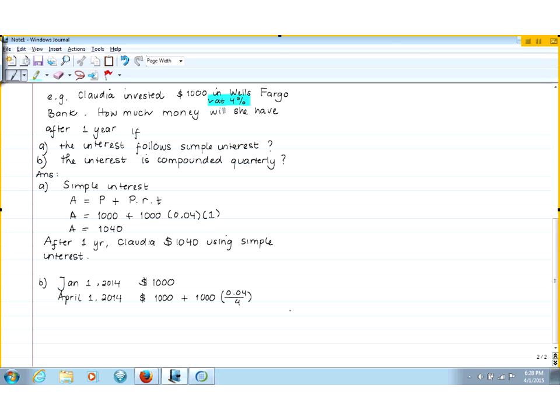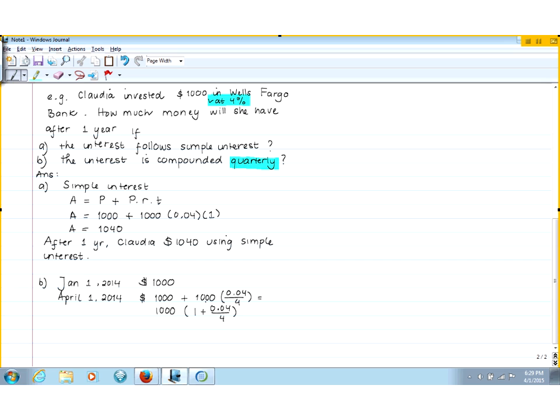Why is it divided by 4? It's because it's the yearly interest rate. Since we calculate the interest 4 times a year, each time the interest is not 0.04 but 0.04 divided by 4, because it's compounded 4 times a year. So quarterly means 4 times a year. If I factor out 1,000, then I will have 1,000 times (1 plus 0.04 over 4).